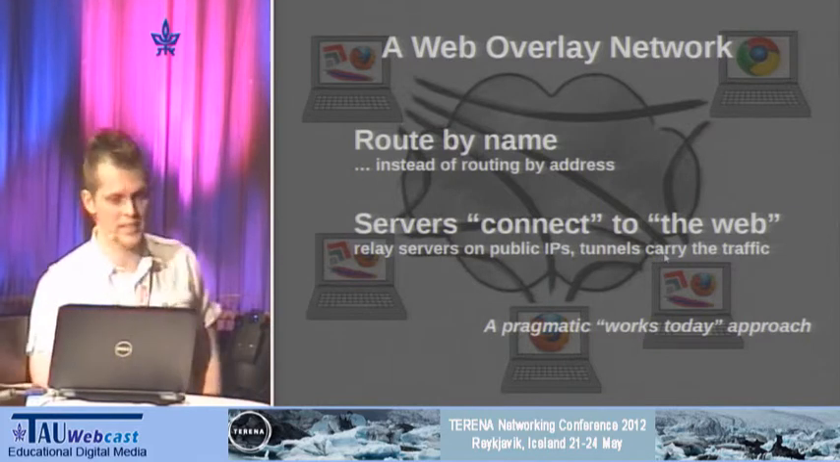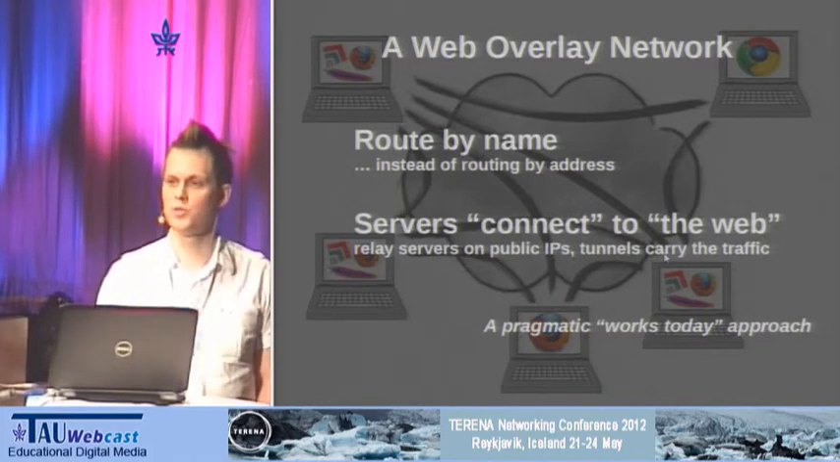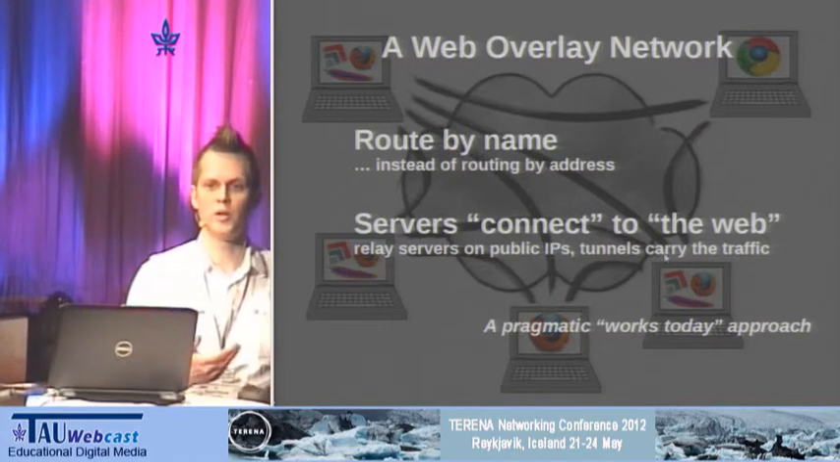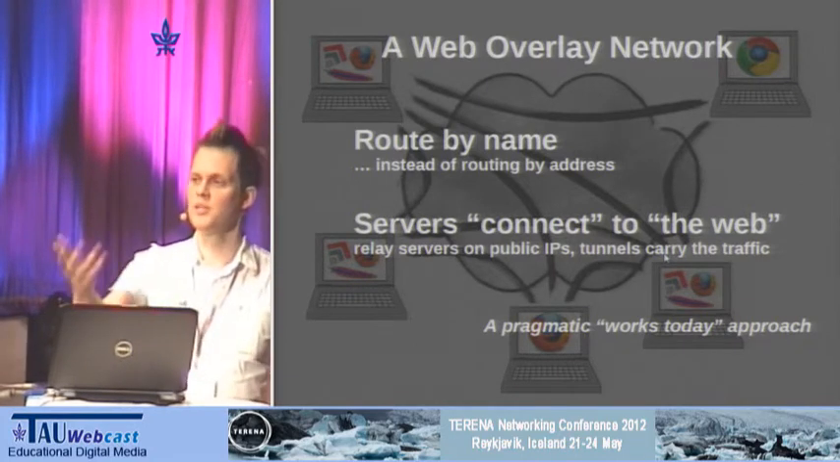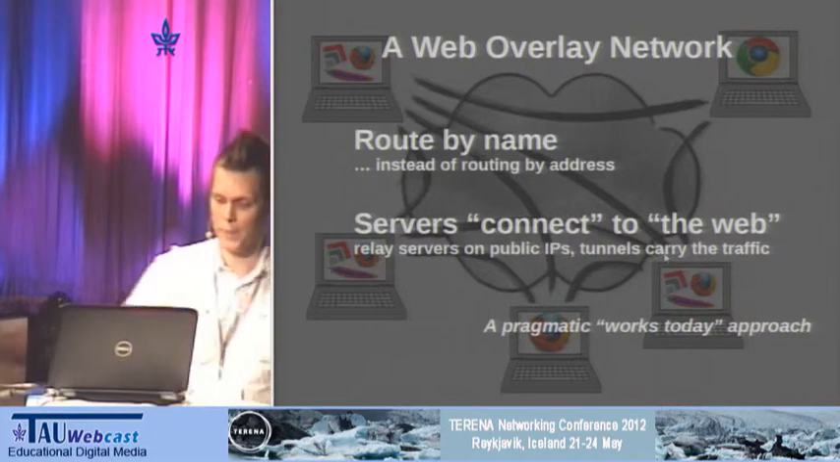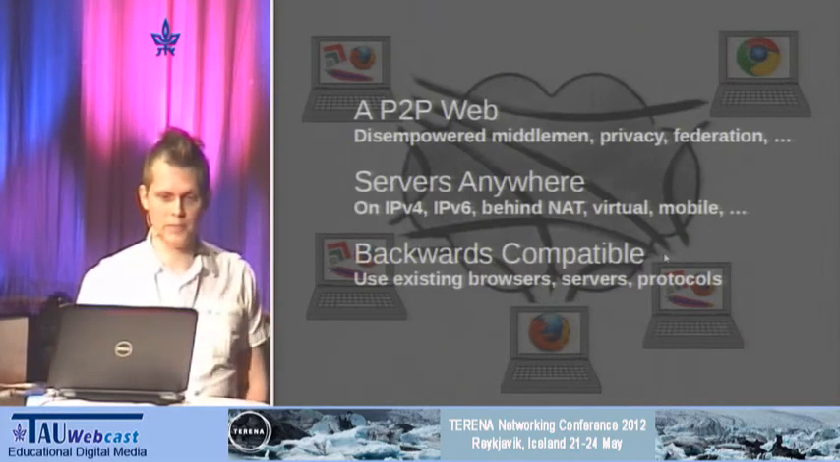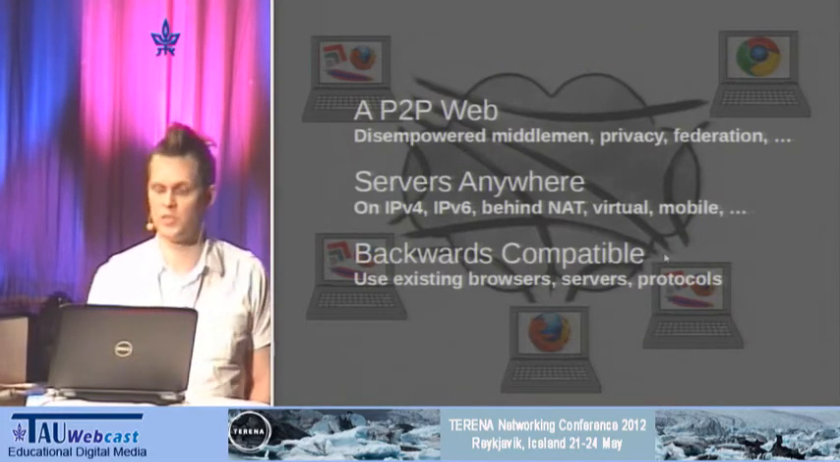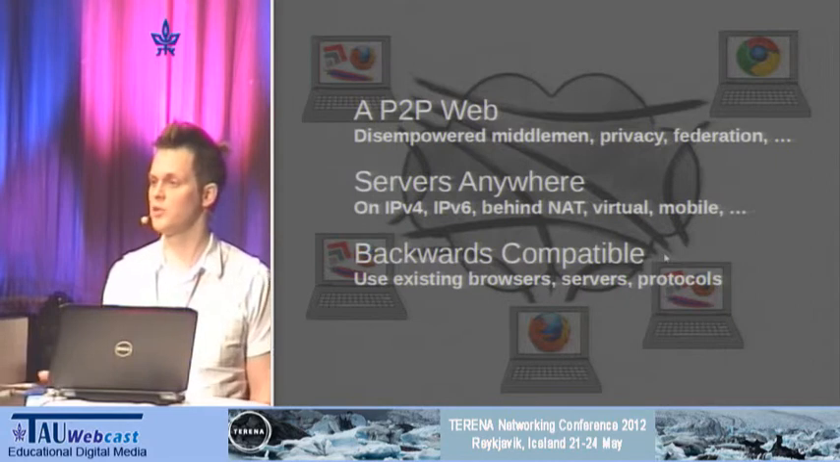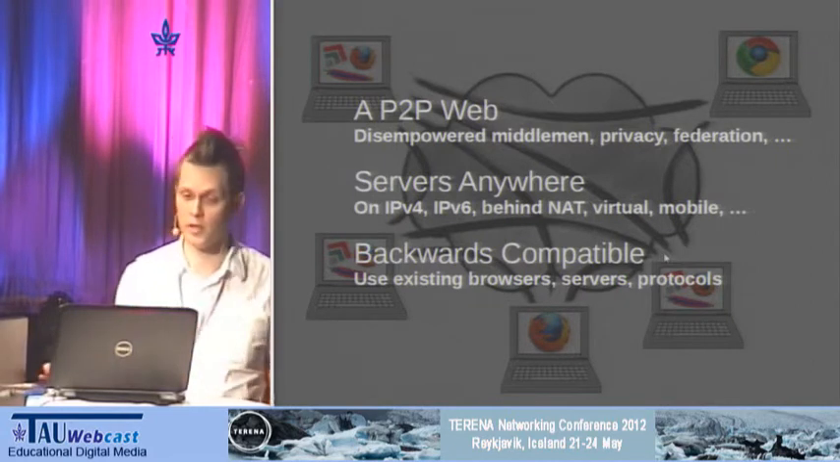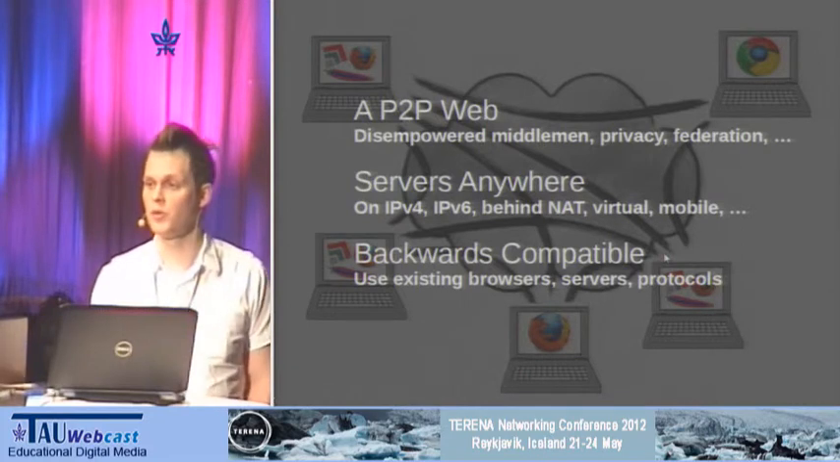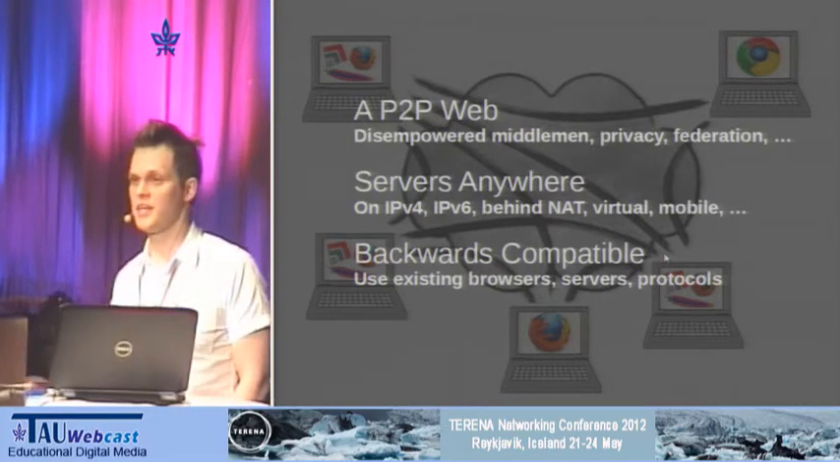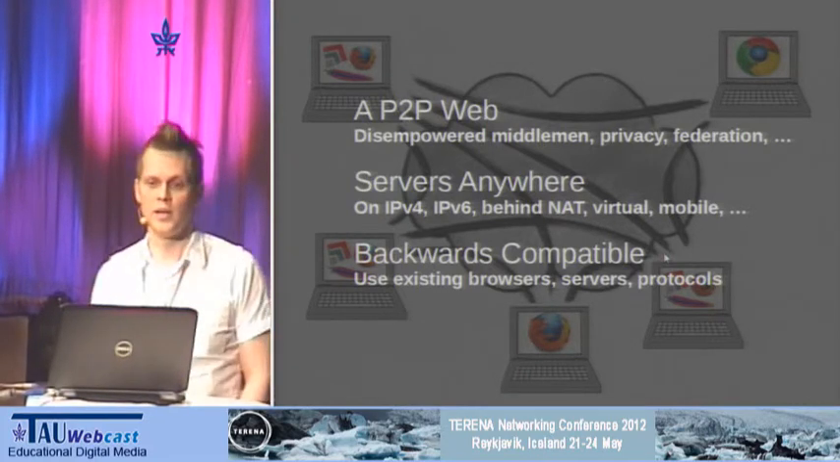So what pagekite does, it creates this network. It allows you to create a server somewhere that reaches out to the overlay network and says, this is my name, send me all of my traffic. So this works today, and it has benefits. It means you suddenly have a peer-to-peer architecture for the web, because a web server can run anywhere. It can run behind NAT, you can run it on a virtual machine, or you can run it on a mobile device that's changing networks over and over again.